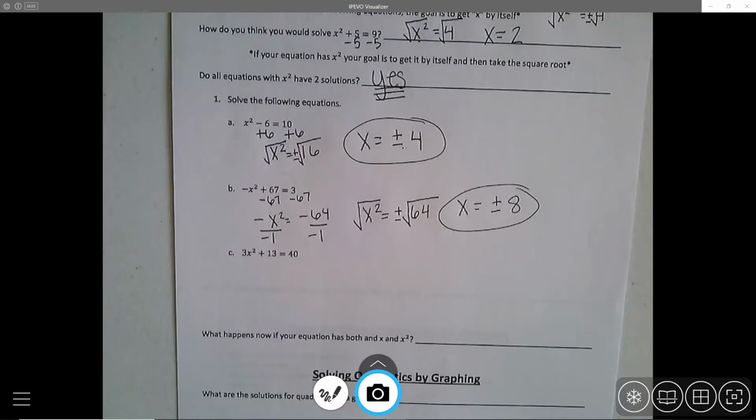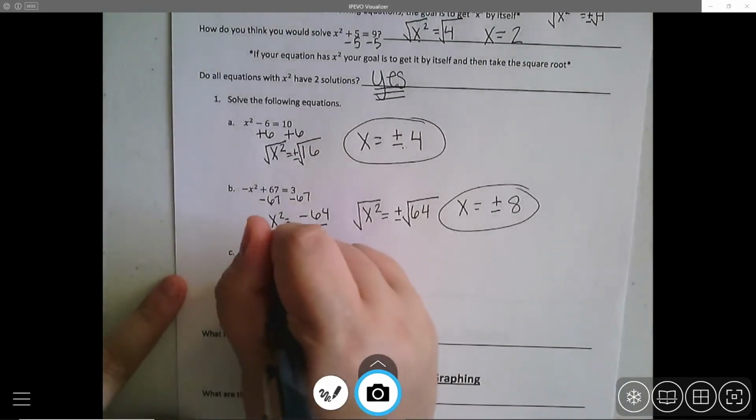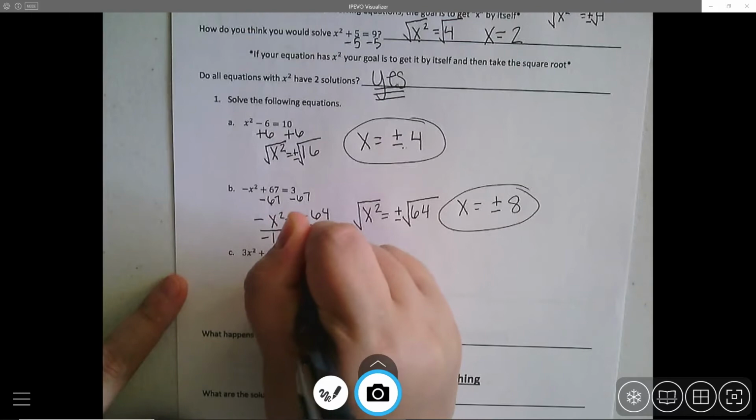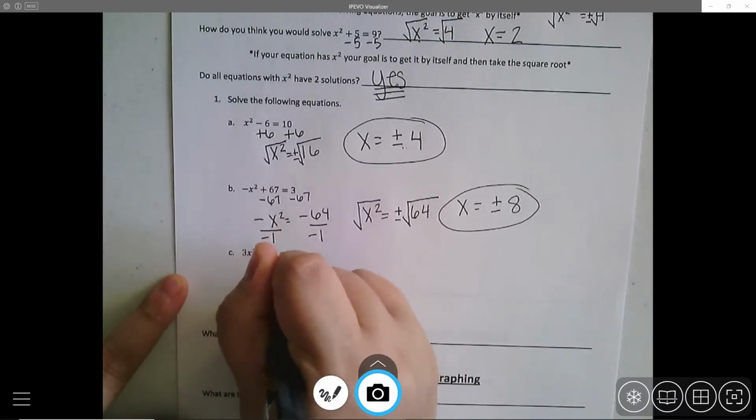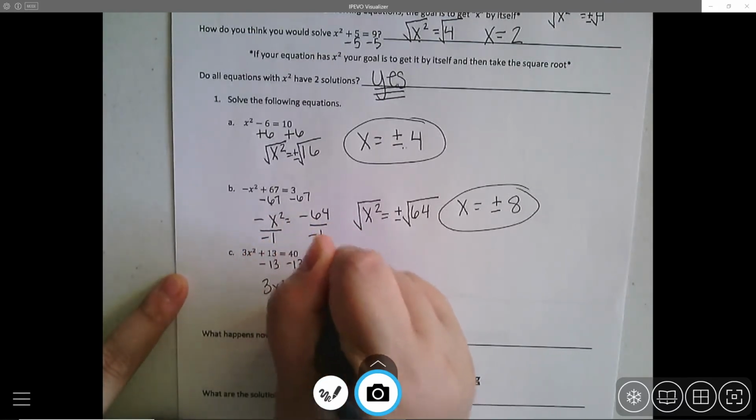When we look at the last problem, I'm going to move the 13, so I'm going to subtract 13 on both sides. 3x squared equals 27.